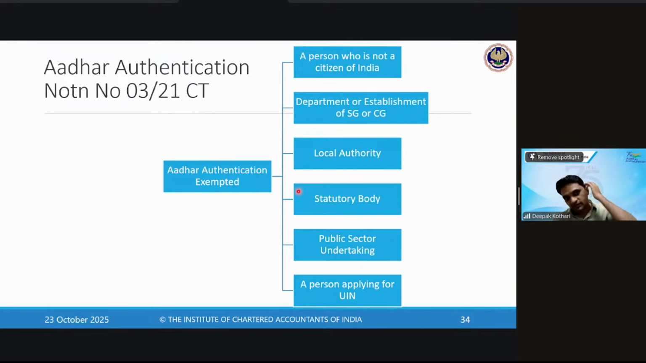आधार ऑथेंटिकेशन एग्जेम्पशन भी मिलता है where a person is not a citizen of India, a person who is a department and establishment of the Central Government and State Government. क्योंकि अगर सेंट्रल गवर्नमेंट और स्टेट गवर्नमेंट है तो उनका ऑलरेडी डॉक्यूमेंट गवर्नमेंट के पास रहेगा, तो उनका आधार ऑथेंटिकेशन फिर से जरूरी नहीं है. A local authority, a statutory body, basically government entities, a public sector undertaking, or a person applying for UIN. For these people, Aadhaar authentication is exempted. इनको Aadhaar authentication करने की जरूरत नहीं है.